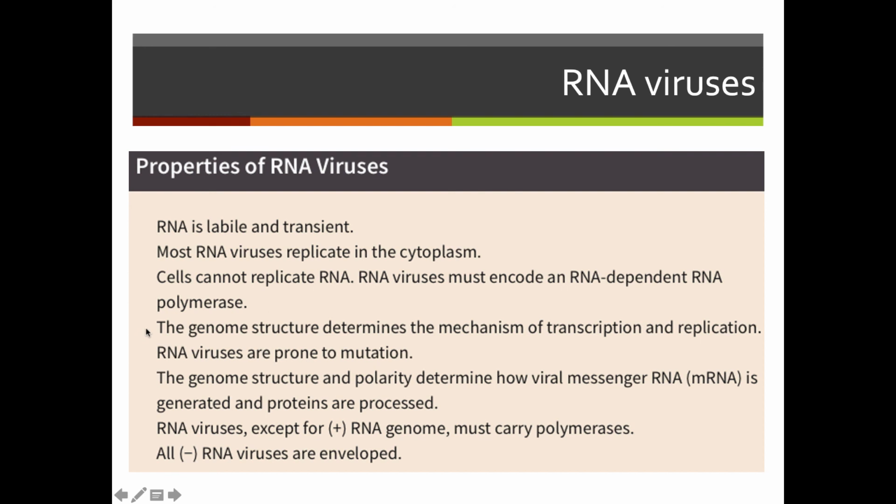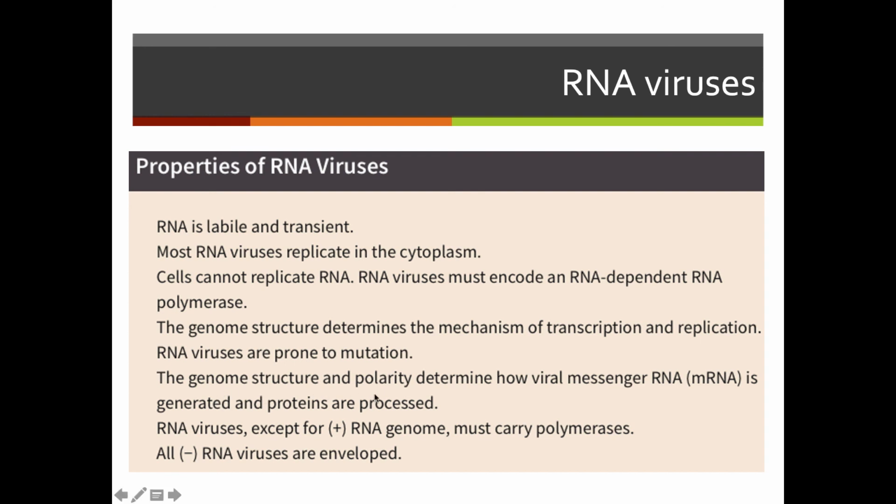Depending on whether or not they're single-stranded positive, single-stranded negative, or double-stranded, they may have slightly different mechanisms of transcription and replication. And RNA viruses are more prone to mutation. DNA polymerase, especially in the eukaryotic cell, is very efficient at proofreading. These RNA-dependent RNA polymerases, less so.